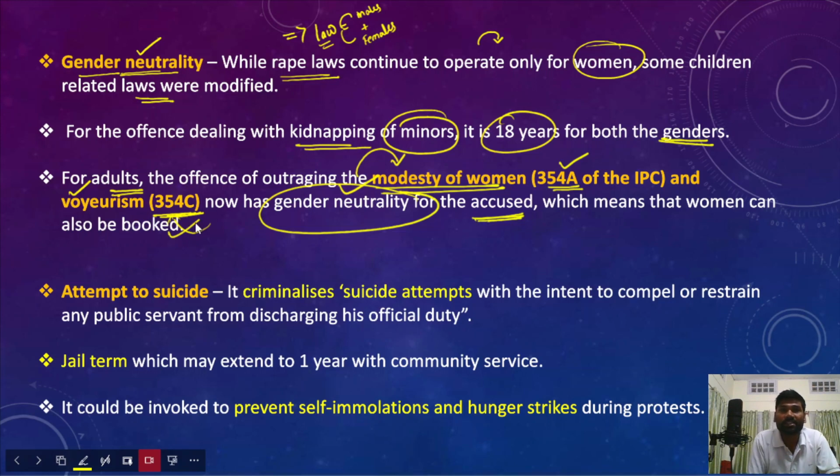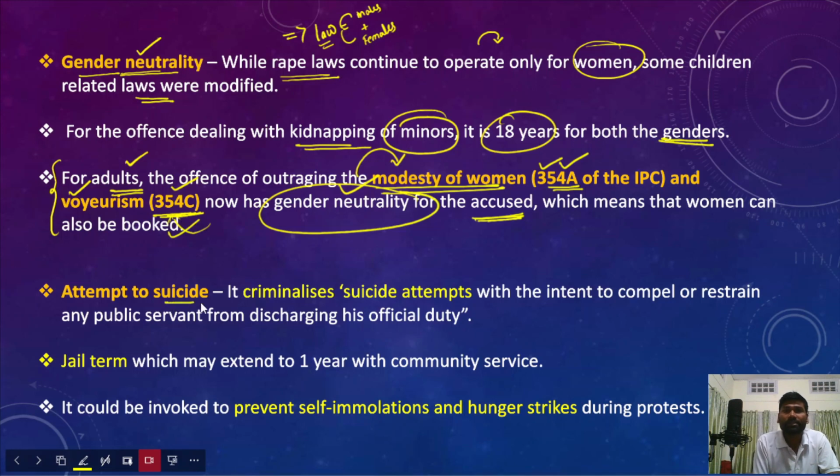As I have already explained, gender neutrality is that both men and women can be booked under a particular law, or laws can be applicable for both men and women equally. Therefore, under these sections, IPC section 354A and voyeurism section 354C would have the clause of gender neutrality.